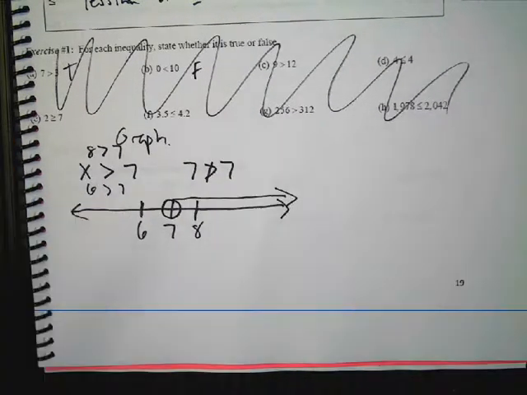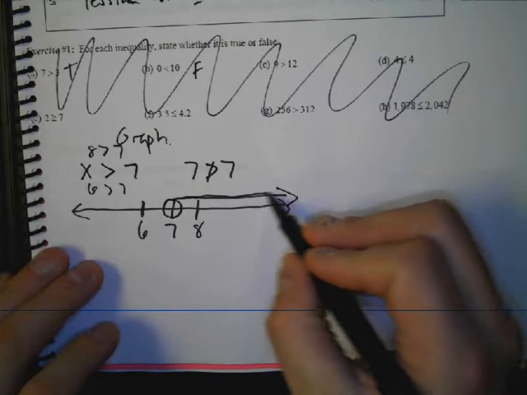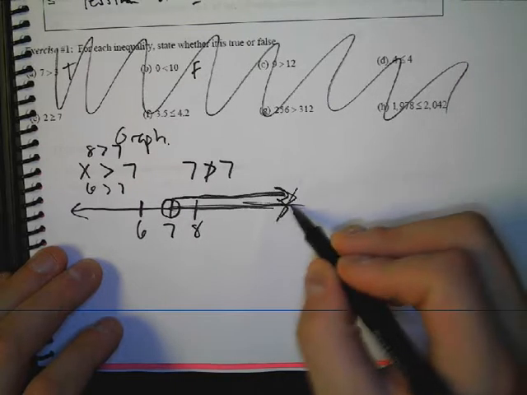Now, depending on how you want to do this, I sometimes draw the arrow above. Some students like to go hog wild crazy and do it like so. All right, that's the greater than.